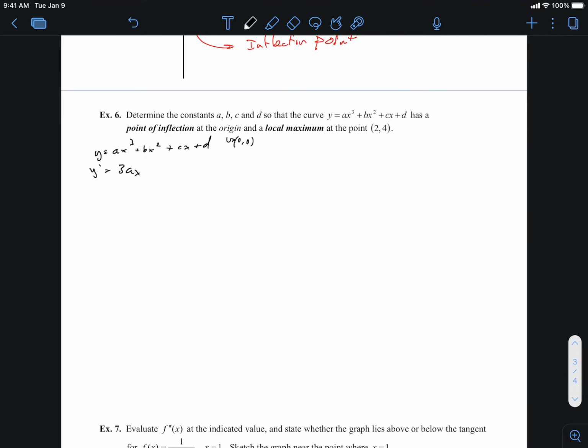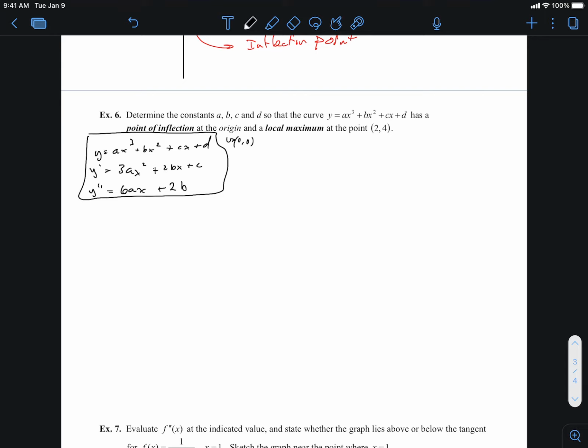We get 3ax squared plus 2bx plus c. That's the first derivative, okay? And the second derivative, if we were to derive this again, is 6ax plus 2b. Let's put a little box around this because these are going to be useful and they're going to help us with our solutions, okay?